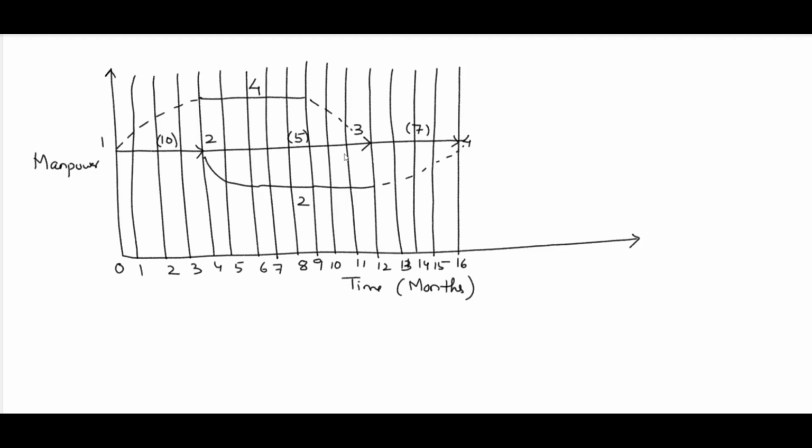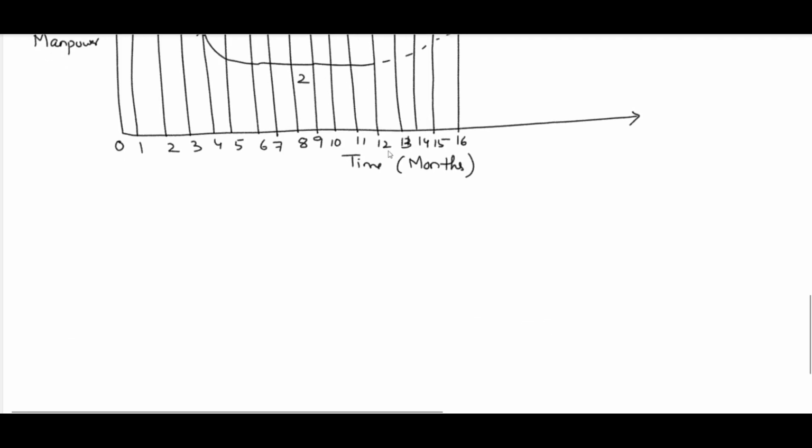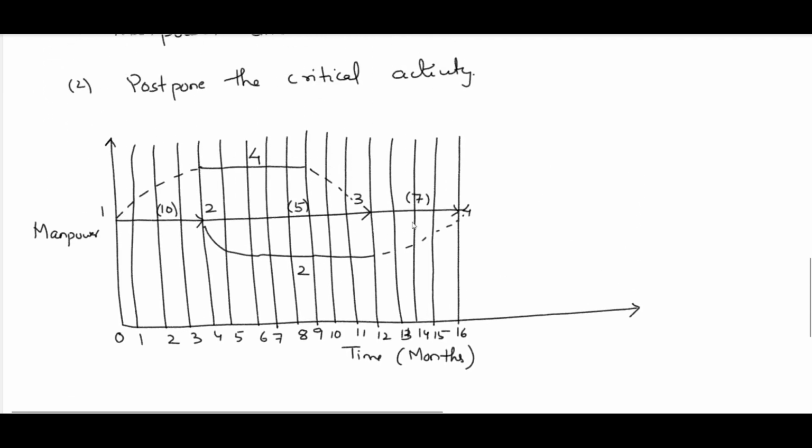Now we'll increase the duration of the project to 17 months, but 1 month will be the dummy month. There is no other option. Let me tell you this again: everything is fine here, but this 2 to 4 activity requires 8 months, starting from 4 to 12, and 8 months will be consuming 2 manpower.